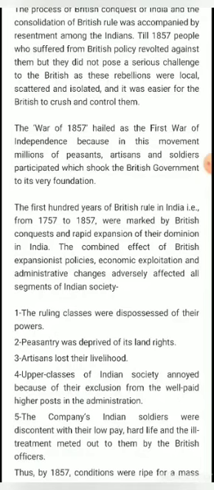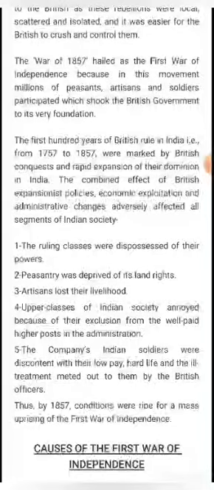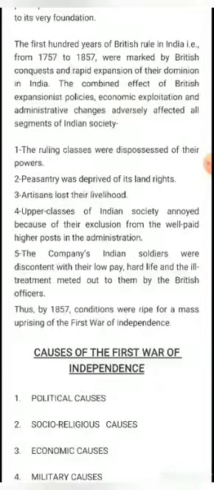Peasantry were deprived of their land rights, artisans lost their livelihood, and upper classes of Indian society were annoyed because of their exclusion from the well paid higher posts in the administration. That means all the higher posts were reserved for the British only. The company's Indian soldiers were discontent with their low pay, hard life, and the ill treatment meted out to them by the British officers. Thus, by 1857, conditions were ripe for a mass uprising, the First War of Independence.